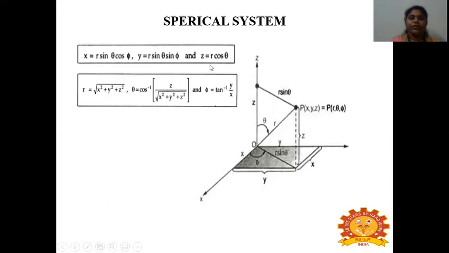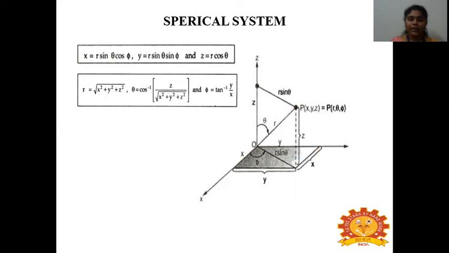Next one is the relationship between the cylindrical coordinate system, the Cartesian coordinate system and the spherical coordinate system. If the given system is in rectangular, that is, Cartesian coordinates, we can convert that into a spherical coordinate system by using the formulas x is equal to r sin theta cos phi, y is equal to r sin theta sin phi, and z is equal to r cos theta. So by using these formulas, we can find the spherical coordinate system when the system is given in a Cartesian coordinate system.